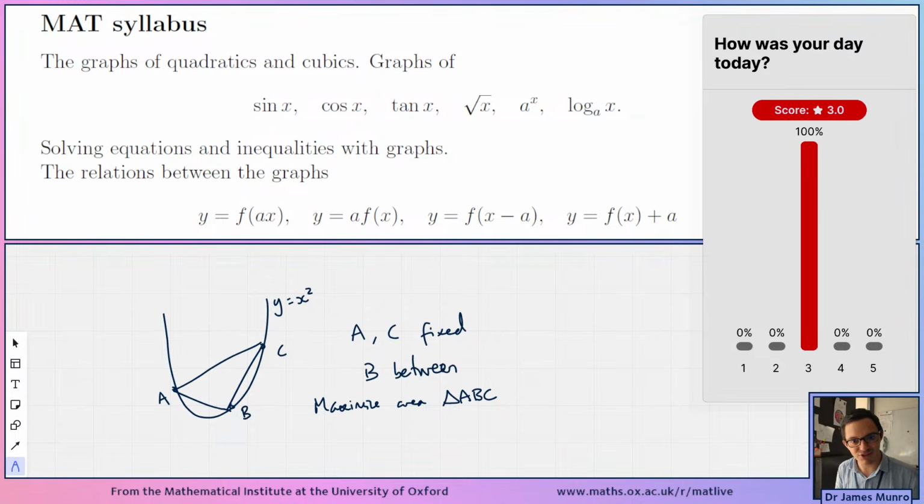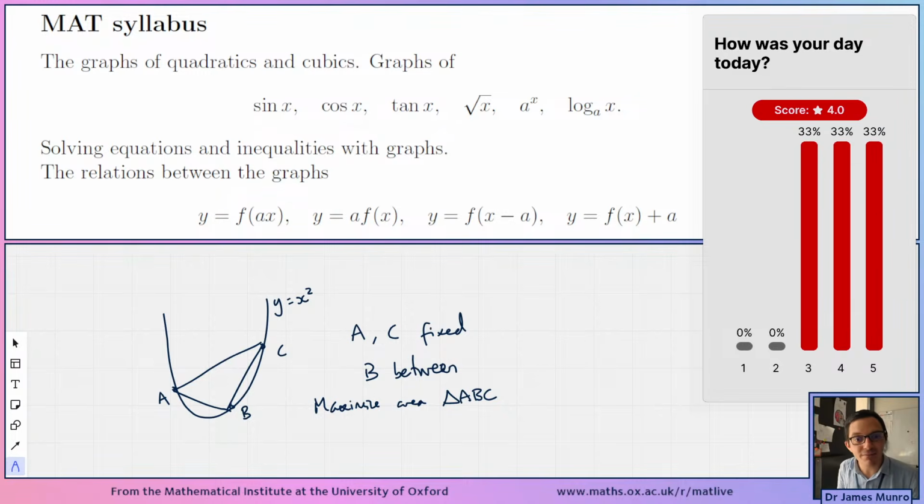While you're voting, solid 3 stars straight away there. There you go. Middle of the road. Let's see if we can improve that with some graphs and see if we can apply a transformation. f of x minus 2.